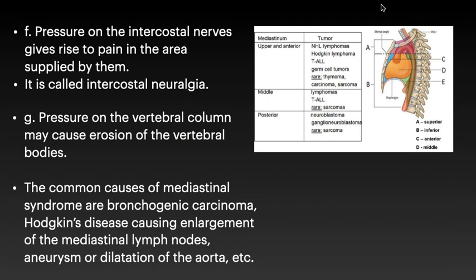Also, pressure on the intercostal nerves gives rise to pain in the area supplied by them, causing intercostal neuralgia. Pressure on the vertebral column may cause erosion of the vertebral bodies. The common causes of the mediastinal syndrome are bronchogenic carcinoma, Hodgkin disease causing enlargement of the mediastinal lymph nodes, and aneurysm or dilatation of the aorta.